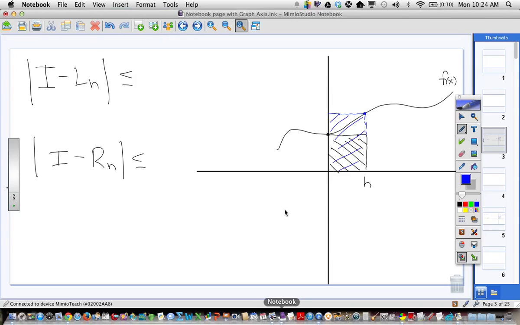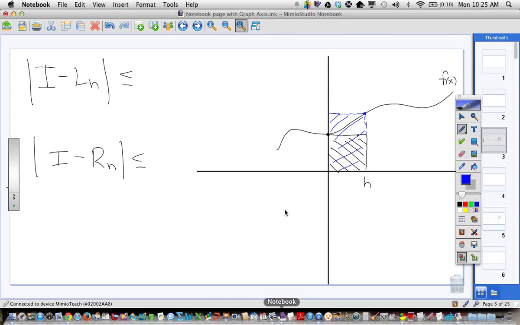So the first thing we want to do is investigate left and right rectangles. So I've drawn a little bit of a picture here. I've just got a random function, and I've got one subinterval, and I'm going to let it be h. We're going to use h here for a second. H units wide is my subinterval. And I've drawn in black a left rectangle, and in blue a right rectangle. And so we can see how much error there is.